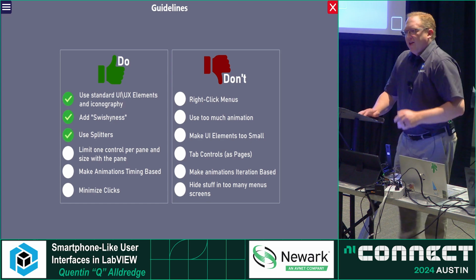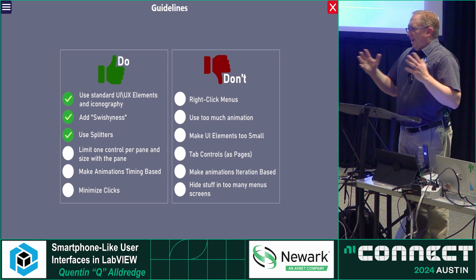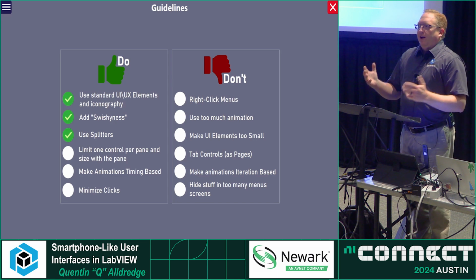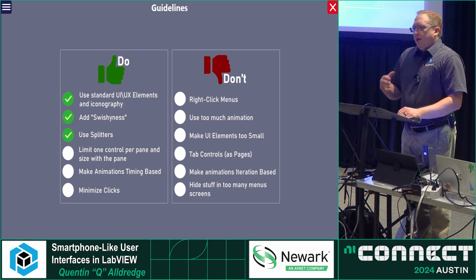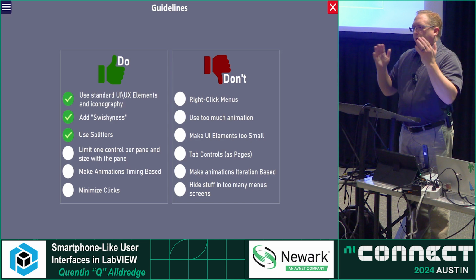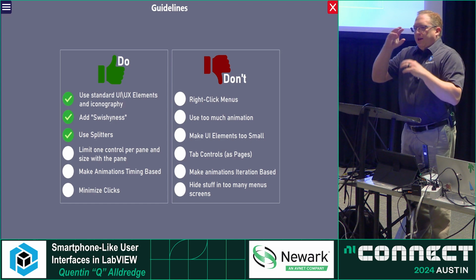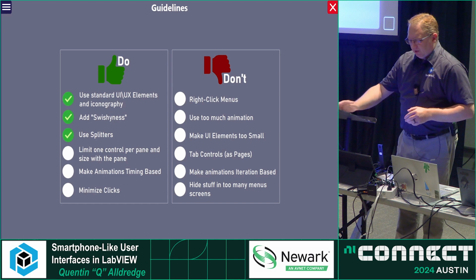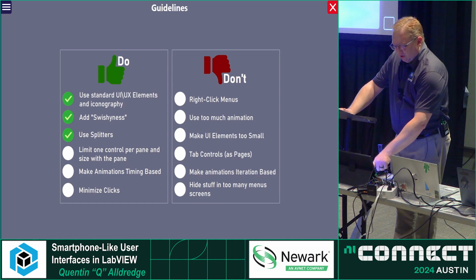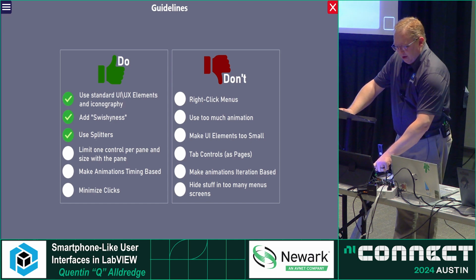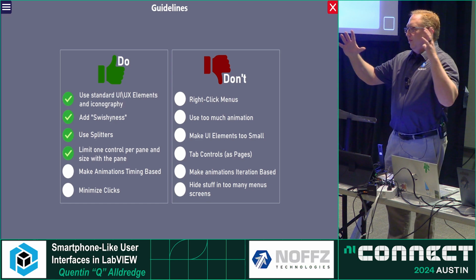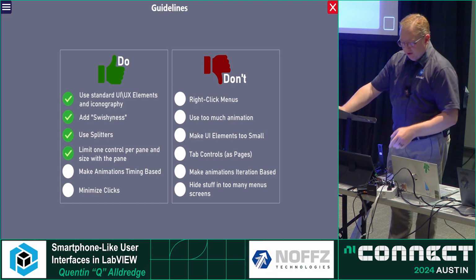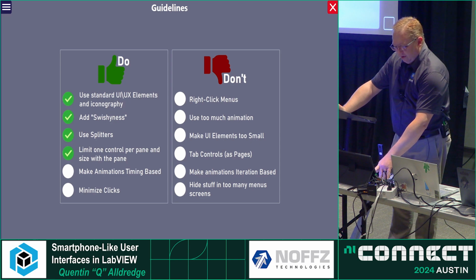Use splitters. Splitters are like the only way to make a really nice dynamic, responsive UI. You have to use splitters, split up your user interface, make sure you align the controls and make the controls resize with the panel. And that goes along with limit one per pane. One control per pane makes it really easy to make it resize and to have it stay looking nice.